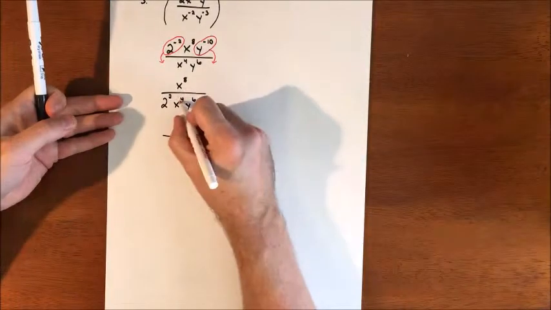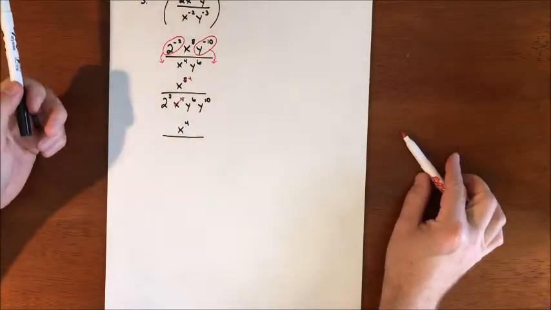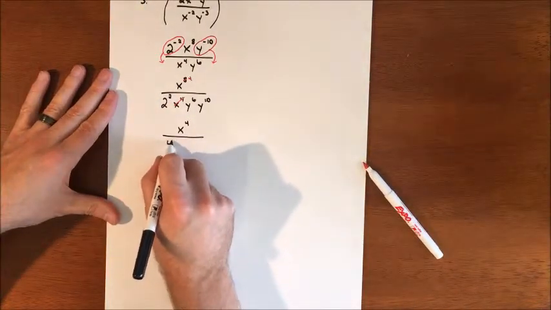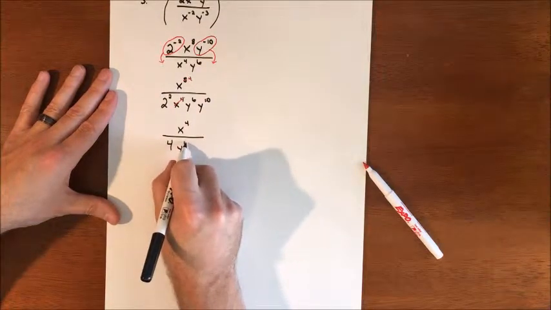And 4 of these are going to cancel 4 of those. Leave me with 4 on top. And then 2 squared is 4. And we'll combine our y's together, and that'll be y to the 16th.